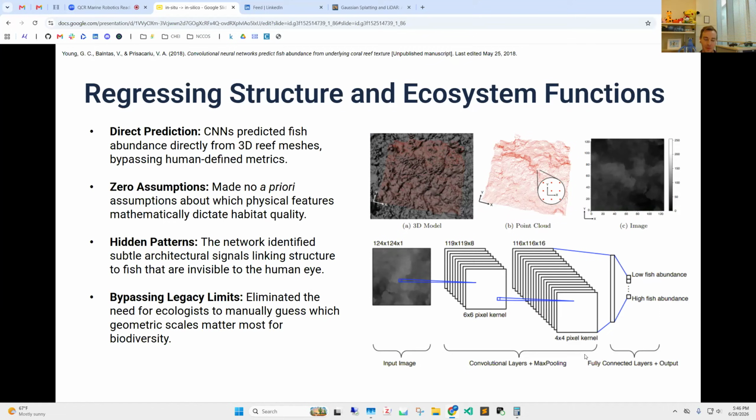So this is a really interesting shift because it made zero a priori assumptions. They didn't tell the AI to look specifically for any structural complexity metric like rugosity or fractal dimension. They were basically just trying to get, in this case, a convolutional neural network to sort of understand the relationships between some structural pattern and some ecosystem function, like fish biomass. This is a really cool paper. I think it's fun. So press play.